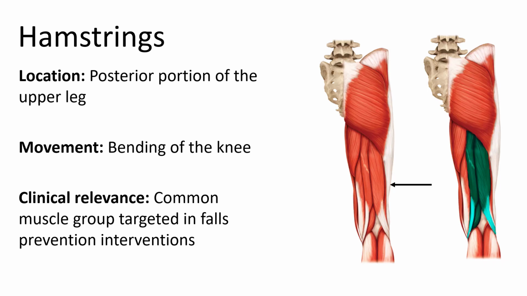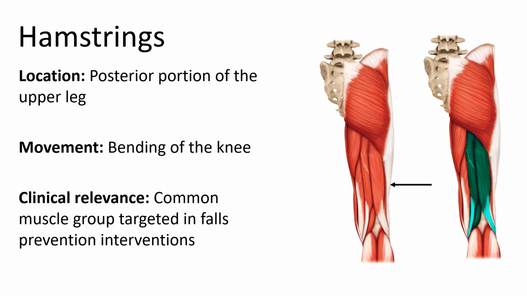The hamstring muscle group is the final group we'll identify in this video lesson. The hamstrings are a group of 3 muscles that are located on the posterior portion of the upper leg, running from the hip down the back of the thigh to the lower leg. This diagram provides a posterior view of the upper leg. In the image on the left, the arrow is pointing to that general location of our hamstrings, while the image on the right highlights the hamstrings again in blue.